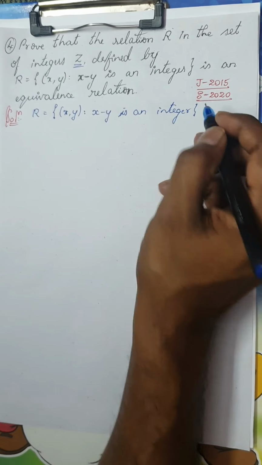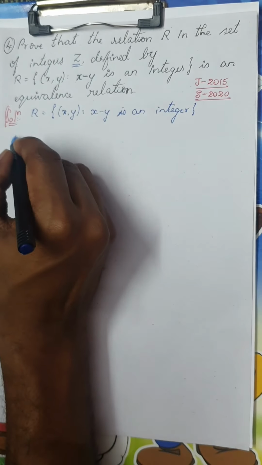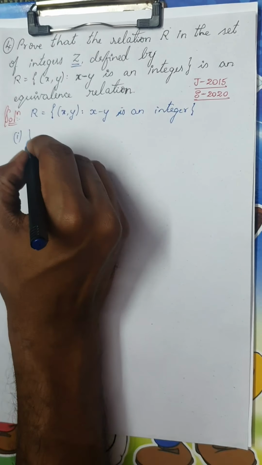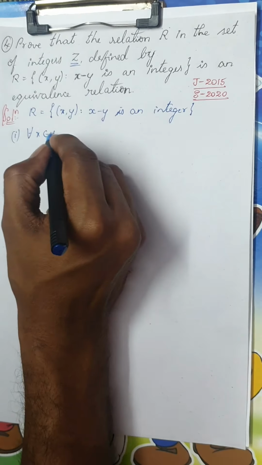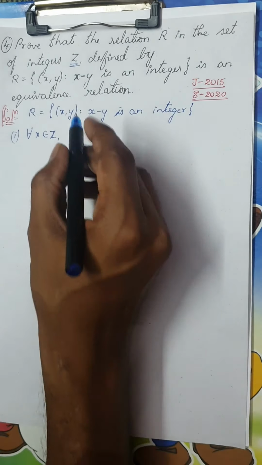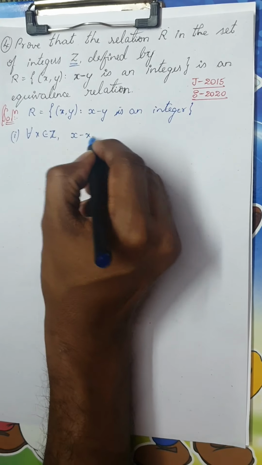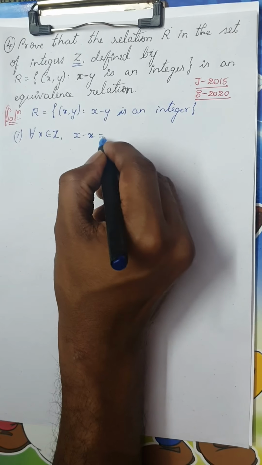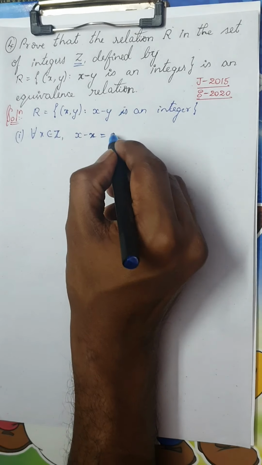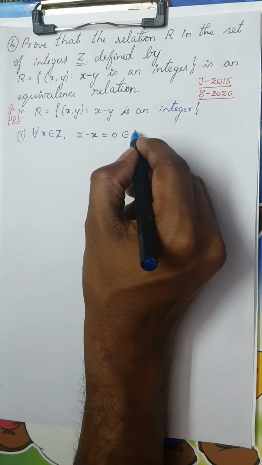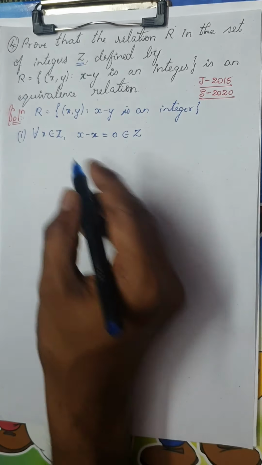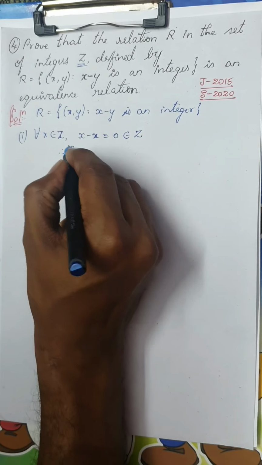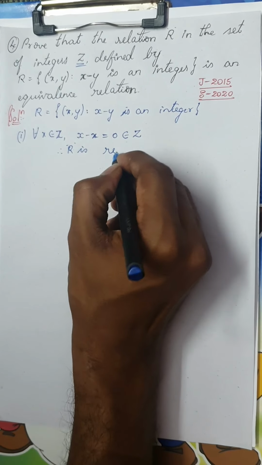Okay? Right. Okay, now let us prove the first one, which is reflexive. For all x belongs to Z, x minus x, what is x minus x actually? x minus x is 0. This is an integer, means 0 belongs to Z, isn't it? It is an integer. Okay, therefore you can write, therefore R is reflexive.